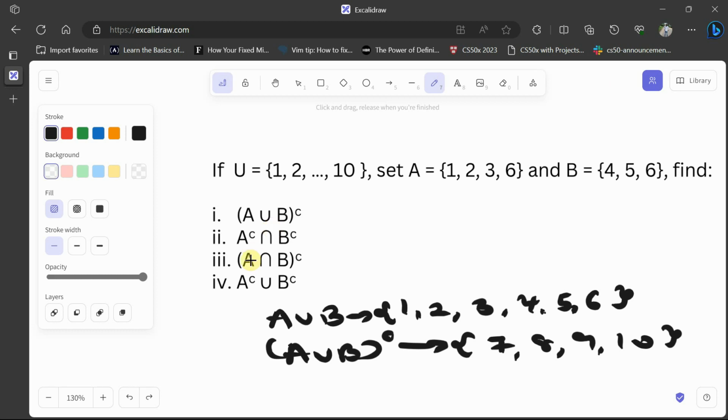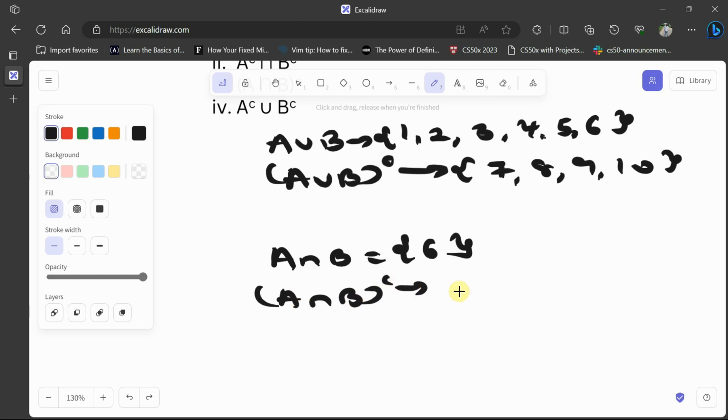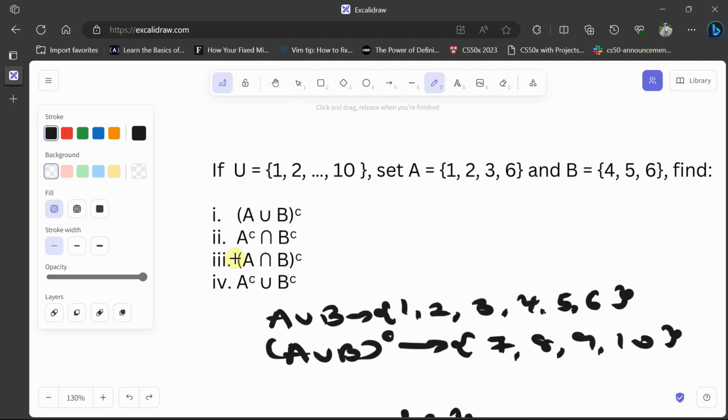Now for number 3, we have A intersection B, then finding the complement. If I do A intersection B, where does A intersect with B? They only have 6 in common. So A intersection B is going to give me 6. And if I find the complement, which is A intersection B complement, that will be 1, 2, 3, 4, 5, I will not put 6, then 7, 8, 9, 10, and I close the bracket. So I want you to try A complement union B complement and see if you have the same answer.